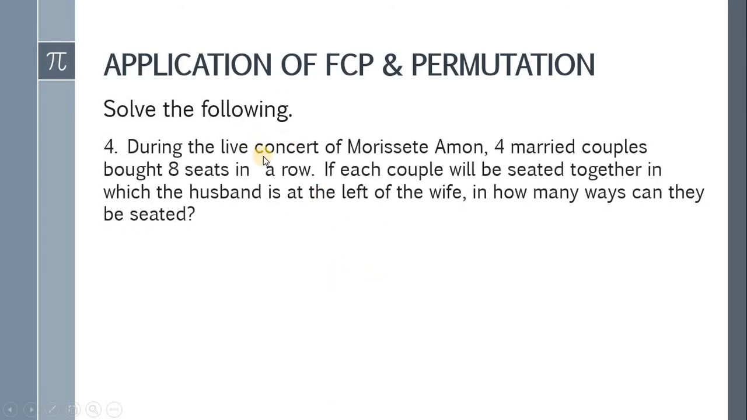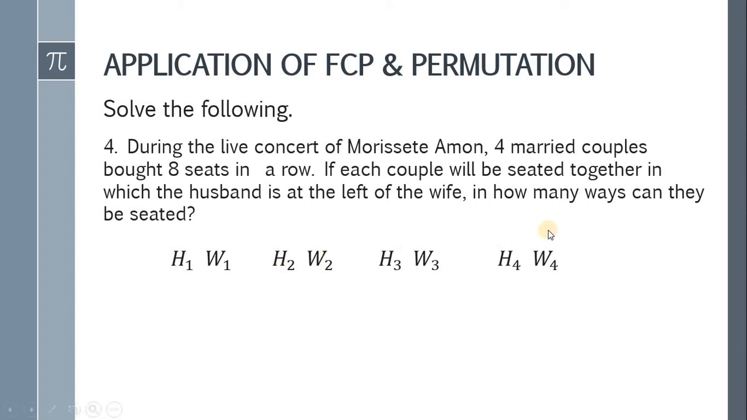So we have, during the live concert of Morissette Amon, 4 married couples bought 8 seats in a row. If each couple will be seated together in which the husband is at the left of the wife, in how many ways can they be seated? Now, i-represent natin yung scenario. We have husband 1 and wife 1. So, meron tayong 4 na husband and 4 na wife.